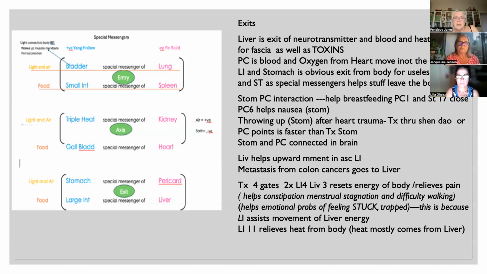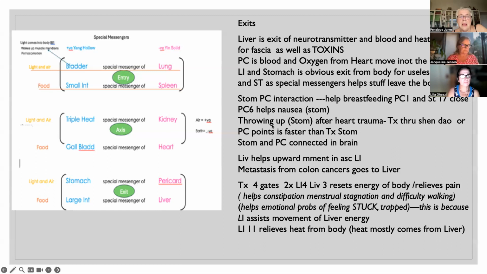So it helps the emotional function of breastfeeding as well. So PC6 helps with nausea. PC6, if you're out on the water and you get seasick or airsick, PC6 is the one. That's because of the relationship between pericardium and stomach.